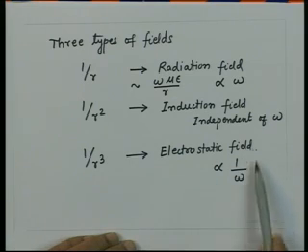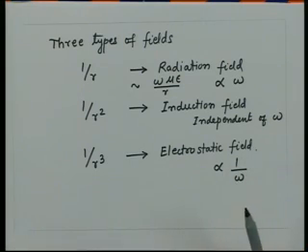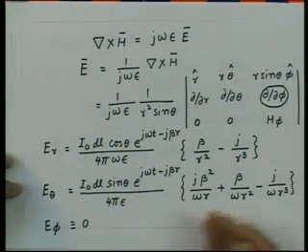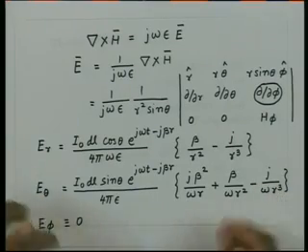What is the origin of this field which is varying as 1 upon omega? That means this field is going to be more dominant as we go to lower and lower frequency. Since we are calling it the electrostatic field, this must be related to some kind of charges, but we have not put any charges anywhere in our analysis. We simply assumed there is a current I flowing into this current element, and then investigated the fields induced because of this small current element.